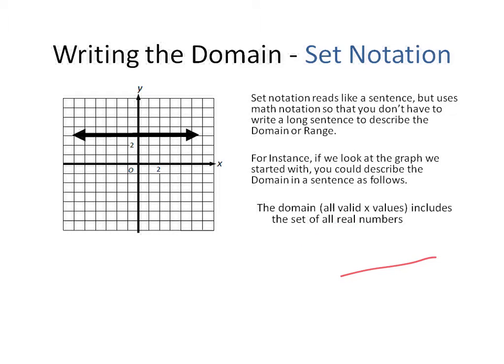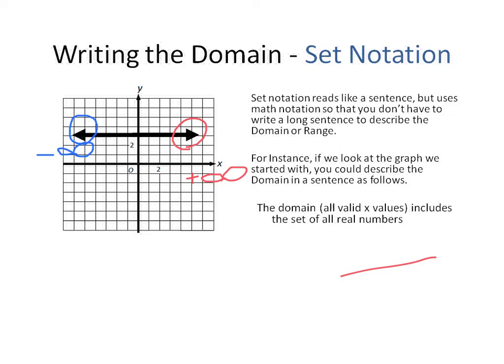How do I know that it's all real numbers? Well, if I look on the left side, I can see that the arrow's pointing left, so I know it's going to negative infinity. So it's all valid x values that are all the negative values. And then if I look on the right side, I can see that that arrow is also going to the right, so it's going to positive infinity, so all positive values will work.